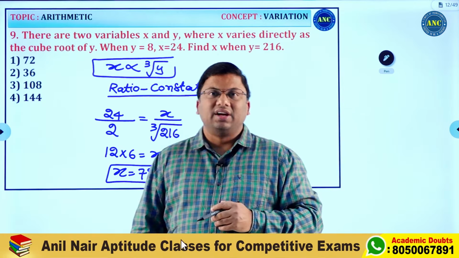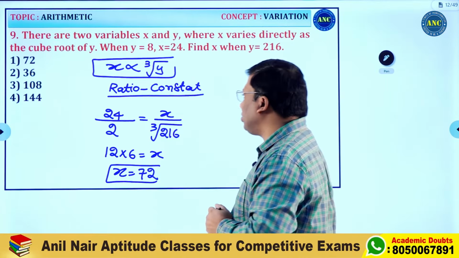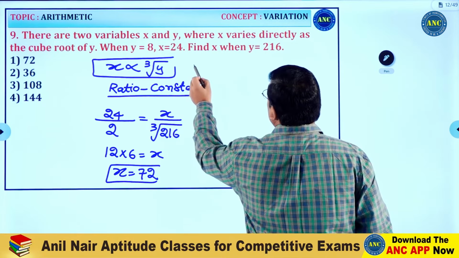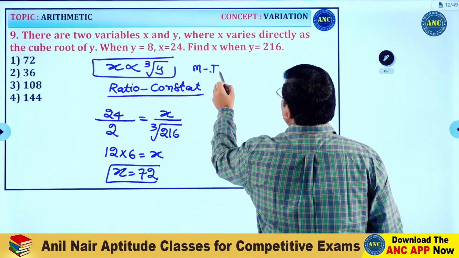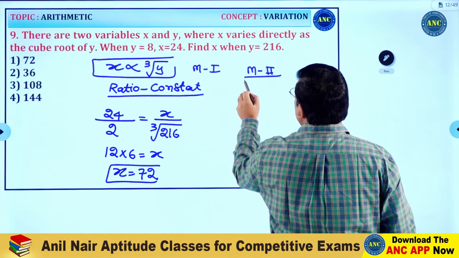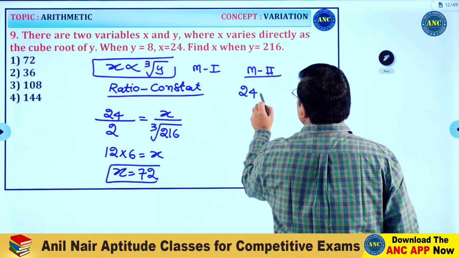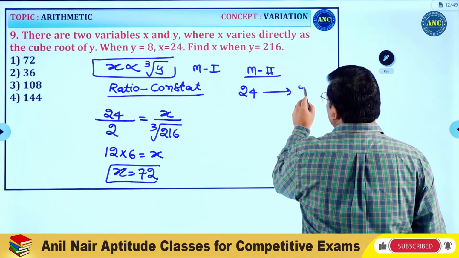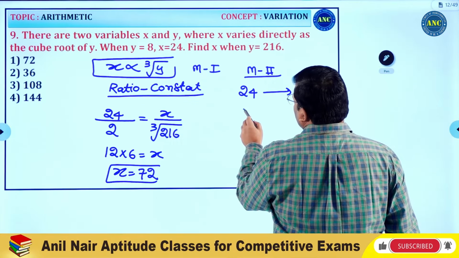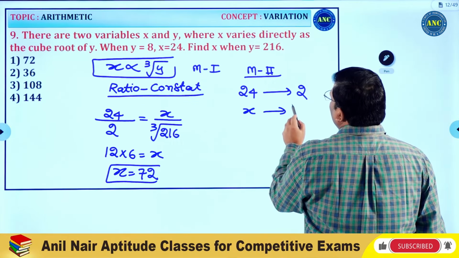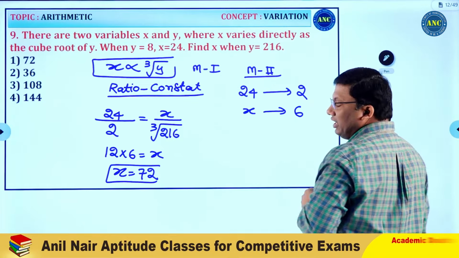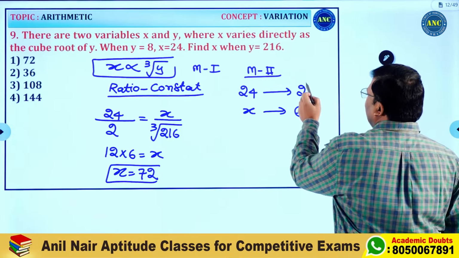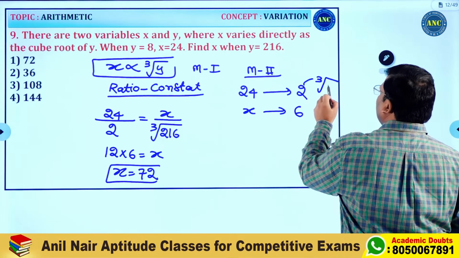Directly proportional. What is constant? Ratio is constant. Method 1. Method 2. X and y. 24, x is proportional to cube root of 8. Cube root of 8 is 2. Here x is how much? Cube root of 216 is 6. Here it is cube root of 8.